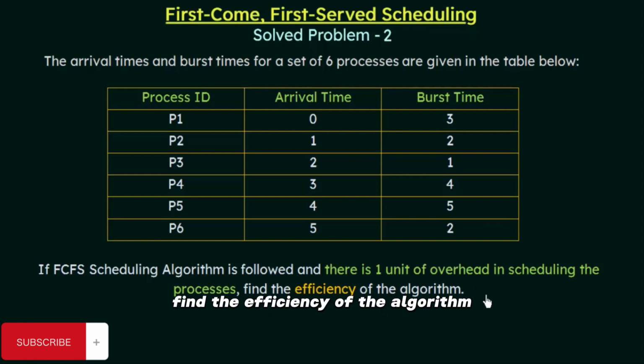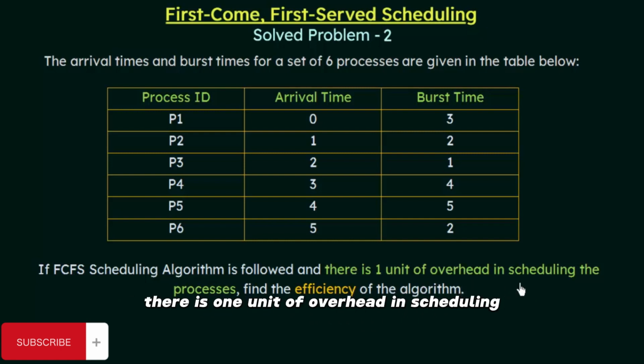of the algorithm. So it says here that for the set of 6 processes, when they arrive at these times, and when they have these burst times, and if they are following a first come, first serve scheduling algorithm, and there is 1 unit of overhead in scheduling the processes, we have to find the efficiency of this algorithm. Alright, so before we go into that, let us try to understand what this term means.